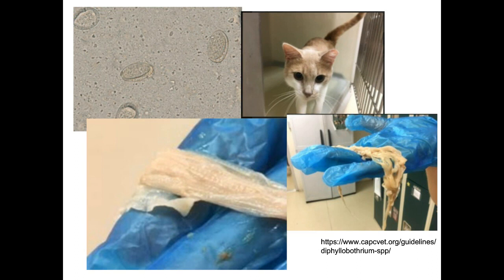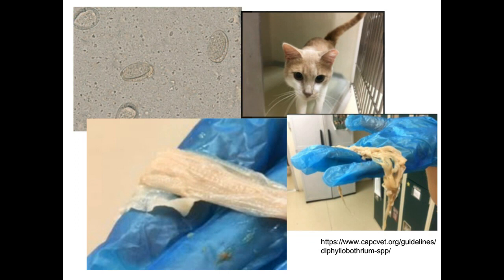So you can see the gross segments. You can also see them in the feces. Someone brought this to me the other day, and I was disgusted. Of course, you don't like people running feces around the shelter, but if you see that in there, it could be the cat tapeworm.